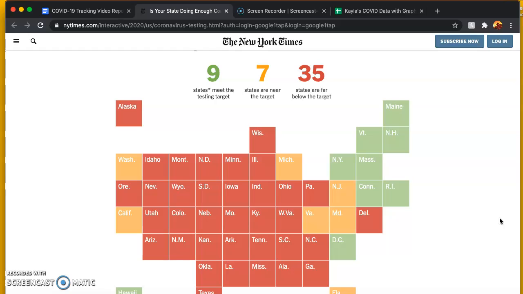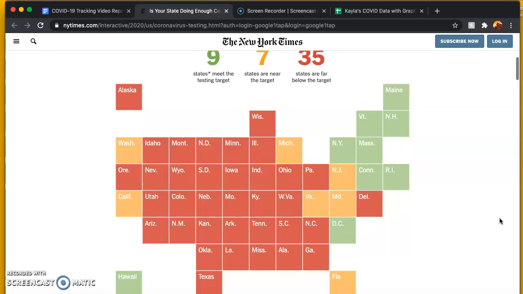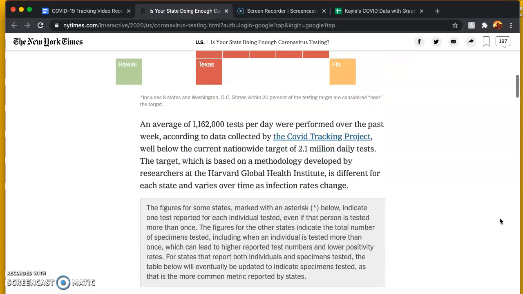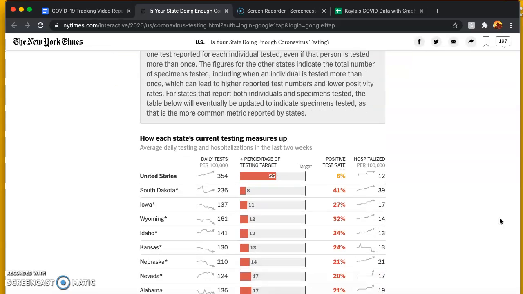I think it's safe to say that we are not meeting the testing target. 35 states are below the target. And let's take a look at South Dakota. Wow. We come in last place for not reaching the testing target. So, go South Dakota.